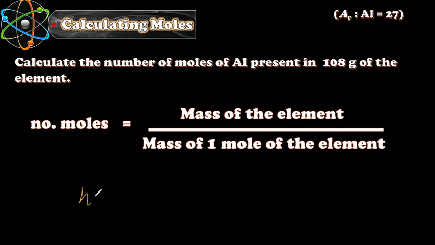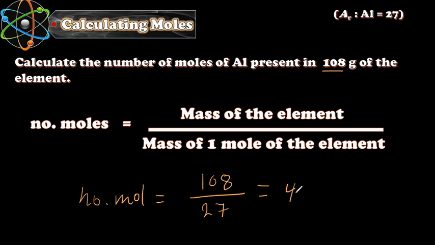So number of mole equals mass of the element, as we have it in the question, 180 gram, over mass of 1 mole of the element, which is 27, and that will equal what? For moles, the unit is mole. If you want to make it shorter, you write mol only. So it equals 4 mole, and that's the unit.